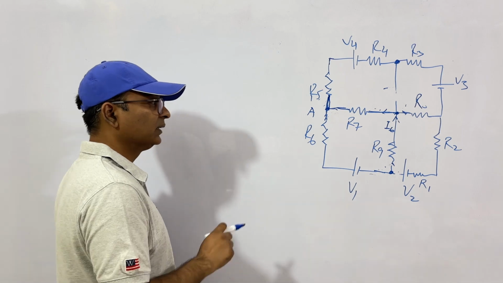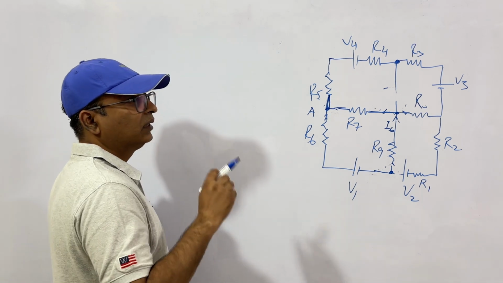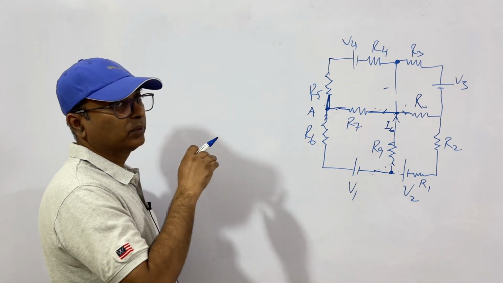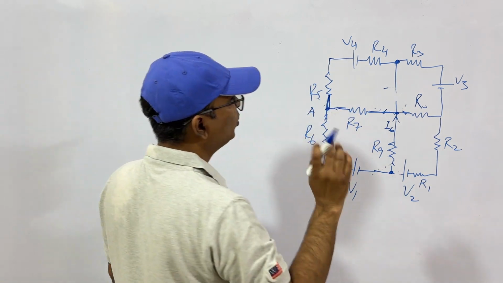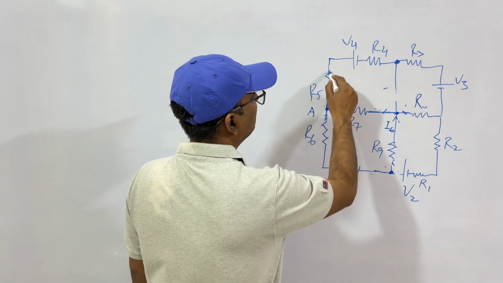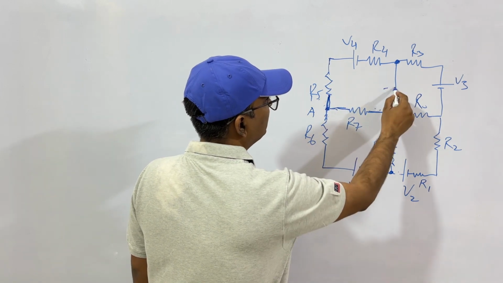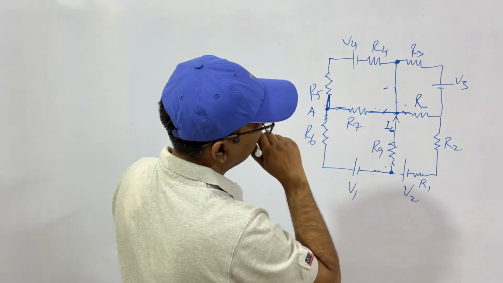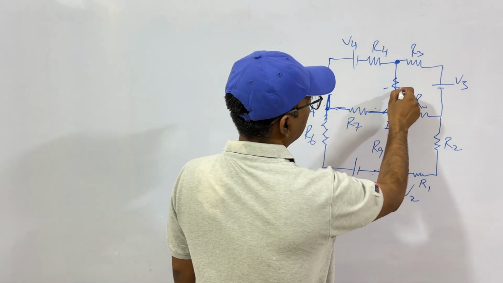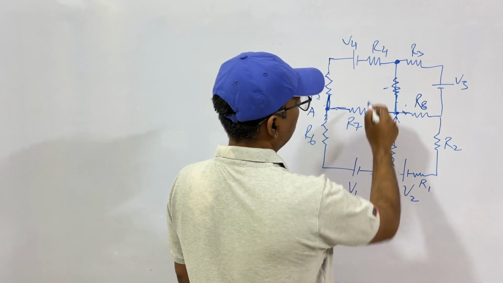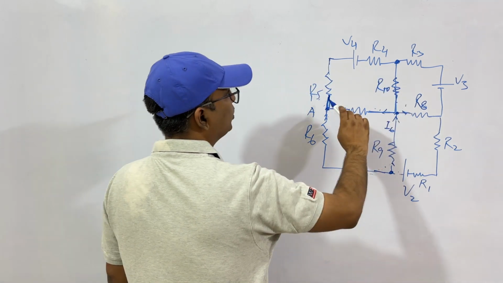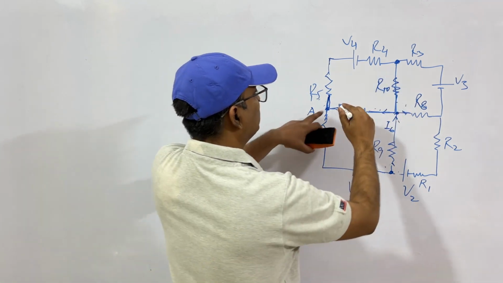Kirchhoff's voltage law says that in a closed loop, the algebraic sum of voltage drops around the loop is equal to zero. Loop means, if you start from here, this is a loop. We must take one resistor here also, otherwise this will be a short circuit. So we have reached up to R8, R9, so let this be R10. So this is a closed loop. This is also a closed loop.